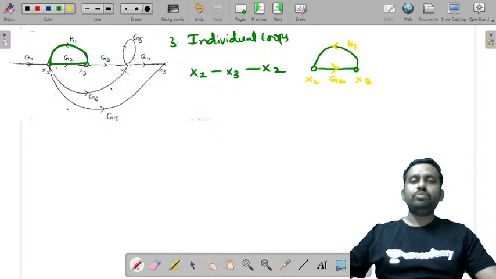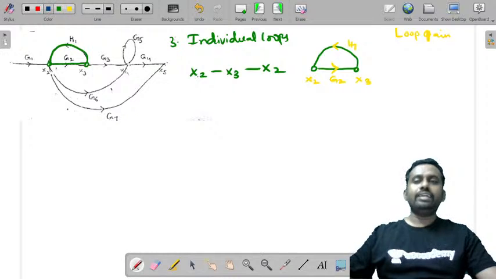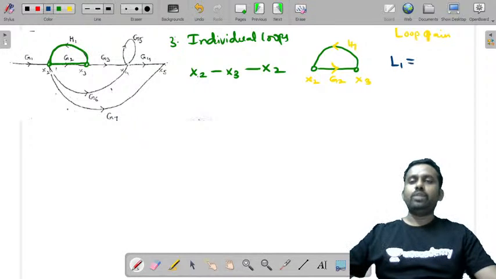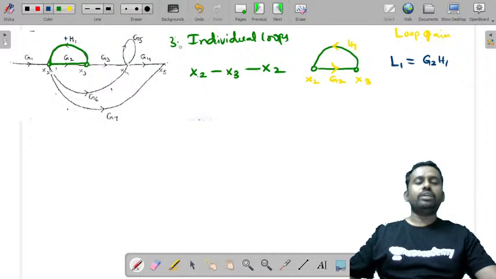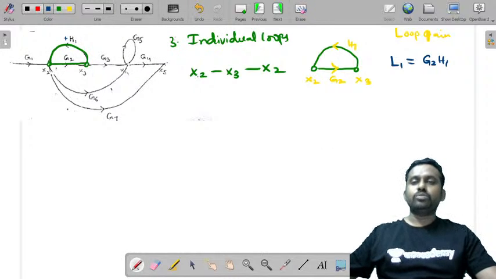Now what is the individual loop? You'll call it as loop gain. अभी loop gain लिखना पड़ेगा यहाँ पे. What is the loop gain of that? So loop gain, let us call L1, and this is g2 into h1. Although this minus sign will be given, I'm just neglecting as of now. Just you have to remember that if it is given as minus, you can take it as minus. If it's not given, you can directly write g2 into h1. If it is minus h1, you need to take the minus sign.